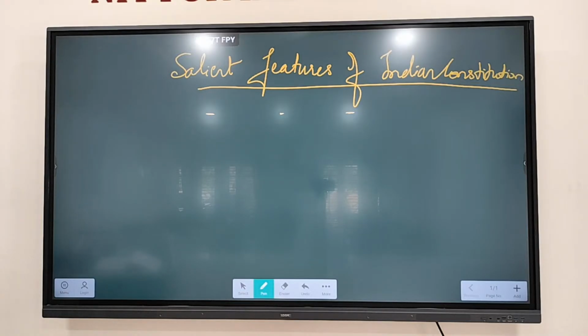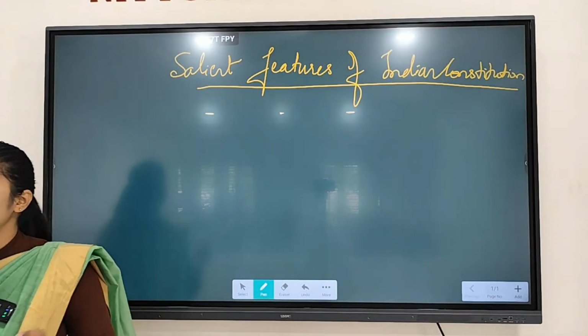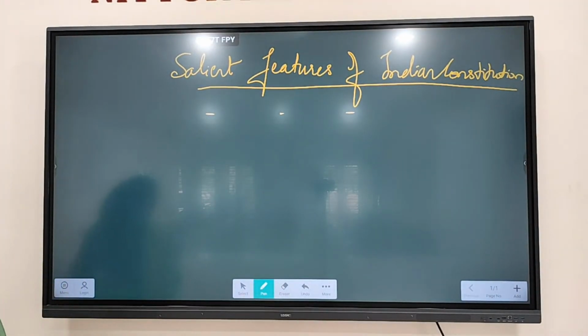So there are 8 to 10 points that are important. Salient features of the Indian Constitution. Okay, the first point is the Indian Constitution is the world's lengthiest constitution.